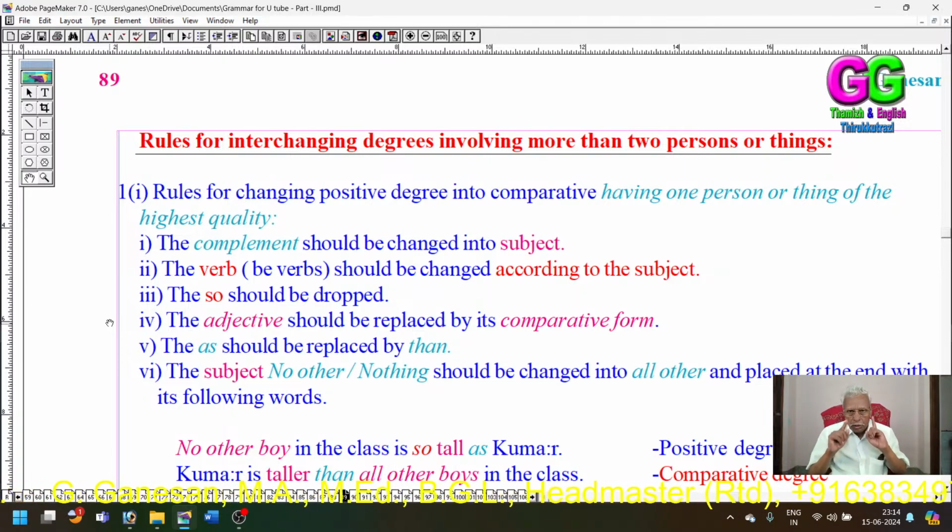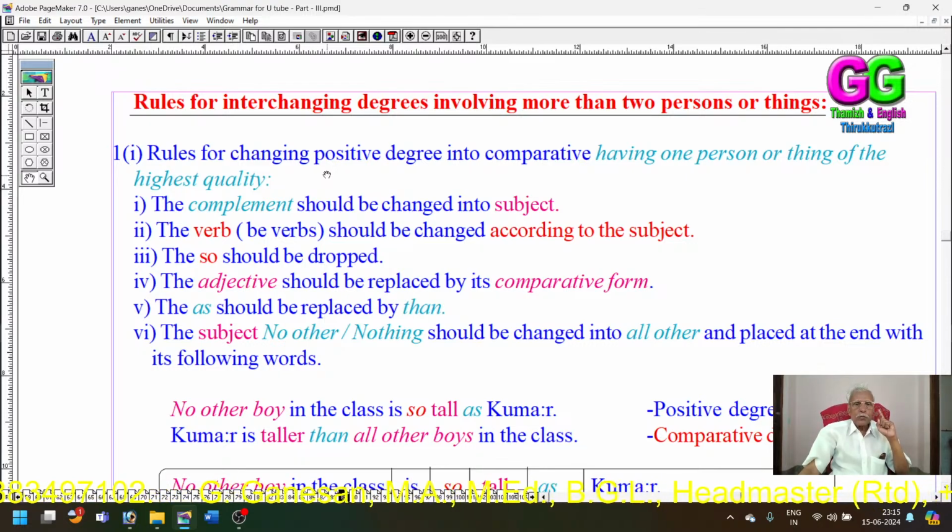Now let us see. In this class, we are going to see how to compare three or more persons or things in which only one person or thing has the highest quality. When three or more persons or things are compared, if only one person or thing has the highest quality, what are the rules we have to follow? Okay, rules for interchanging degrees involving more than two persons or things.